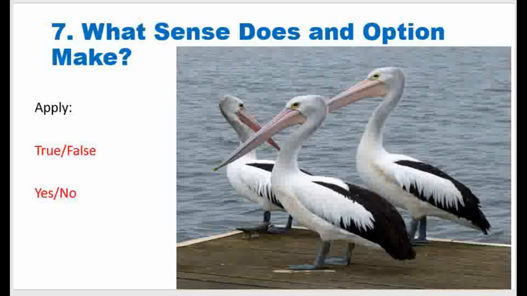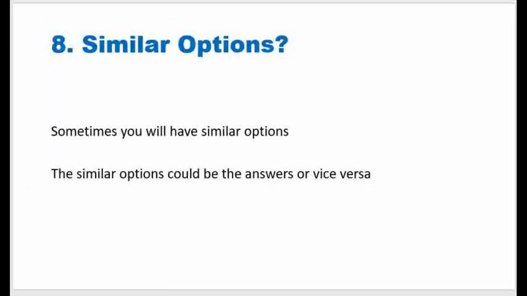Number 7, what sense does an option make? All right? So you want to understand if you can rephrase that question in terms of true or false. So you look at the option and ask yourself, is it true? Is it false? So first of all, you will have to determine whether you need to choose the true answers or you need to choose the false answers. And this also is going to help you. As well, you can use yes or no. Is it good to do this? Yes. Is it good to do this? No. So you can also use that approach, and it's going to help you to answer SATA questions.